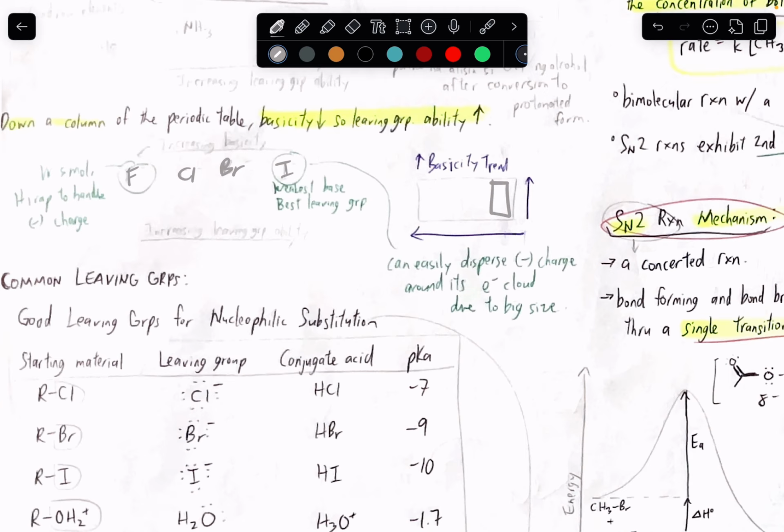So what does it mean for iodine to be the best leaving group, being the weakest base? It basically means it can easily disperse negative charge around its electron cloud because of its big size. I think this has been mentioned earlier. Hopefully it makes more sense now.